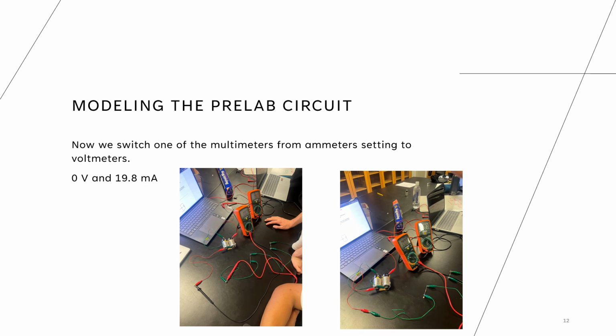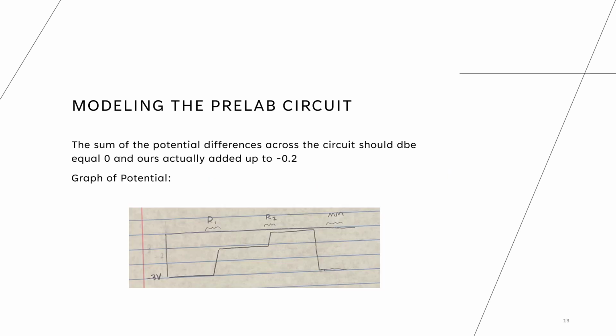We switched the multimeters from the ammeter setting to the voltmeter setting, and we found that the circuit had a voltage of 0 and 19.8 milliamps. The sum of the potential differences across the circuit should be equal to 0, and ours actually ended up being equal to negative 0.2 volts. And then here's a graph of our voltage potential across the circuit.